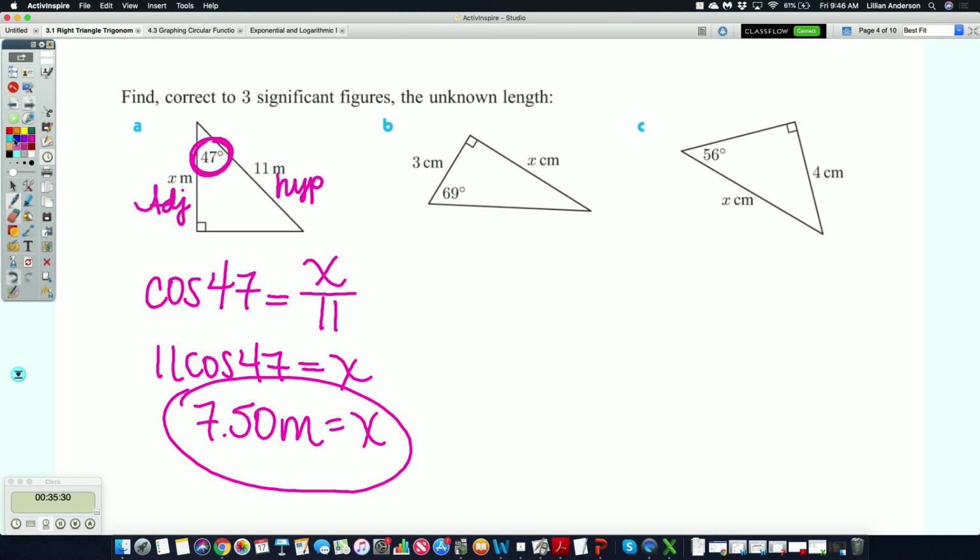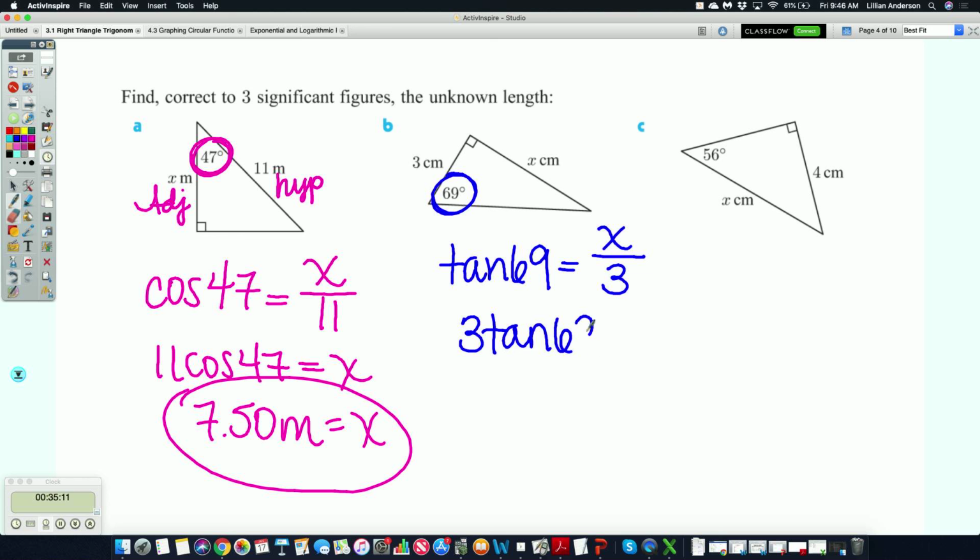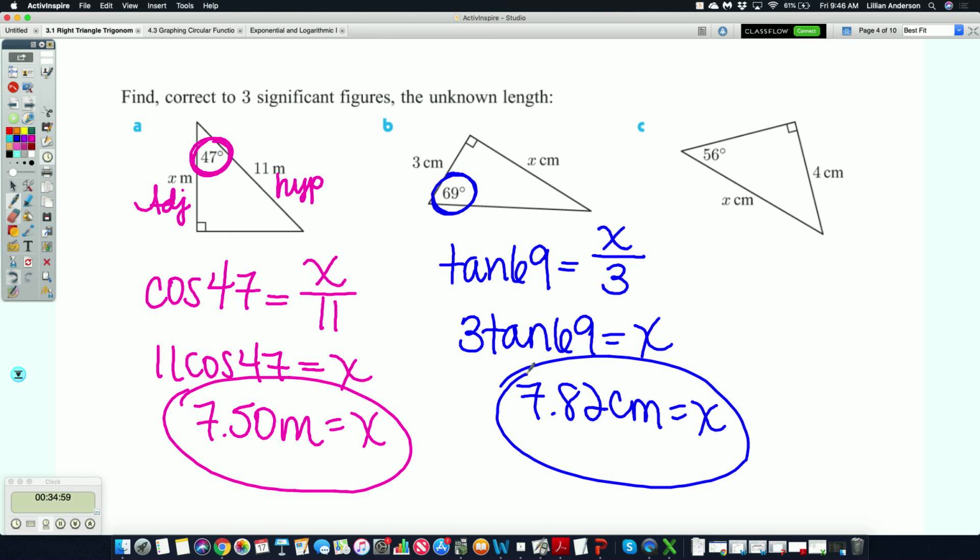What trig function am I going to use for B? Tangent? Yes? Yes. What's my opposite side? Adjacent? Good stuff. So here I'm going to do the same thing. I'm going to multiply 3 times the tangent of 69 to equal x. And what's my answer? 7.82. Good stuff. If you object, please make sure you speak up. Okay?